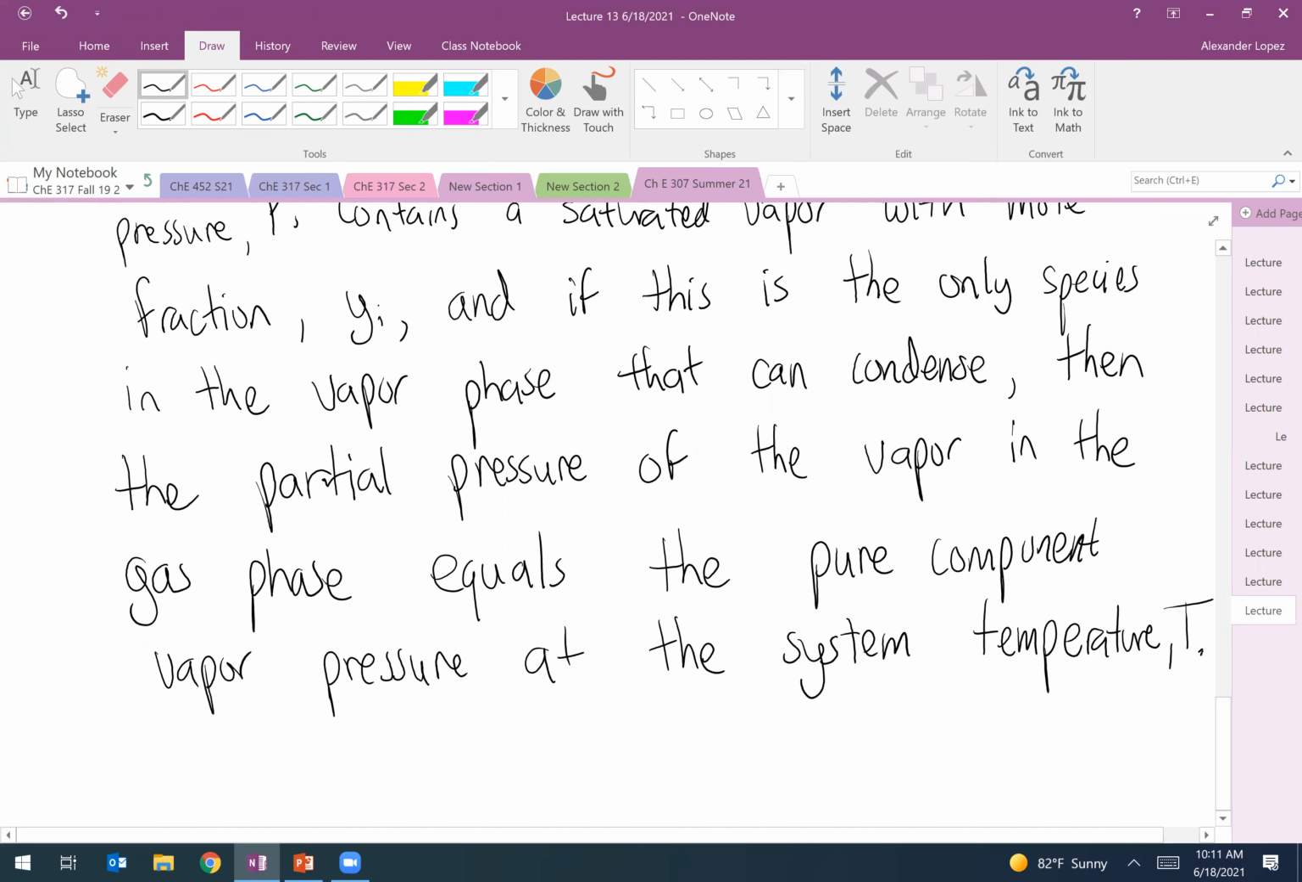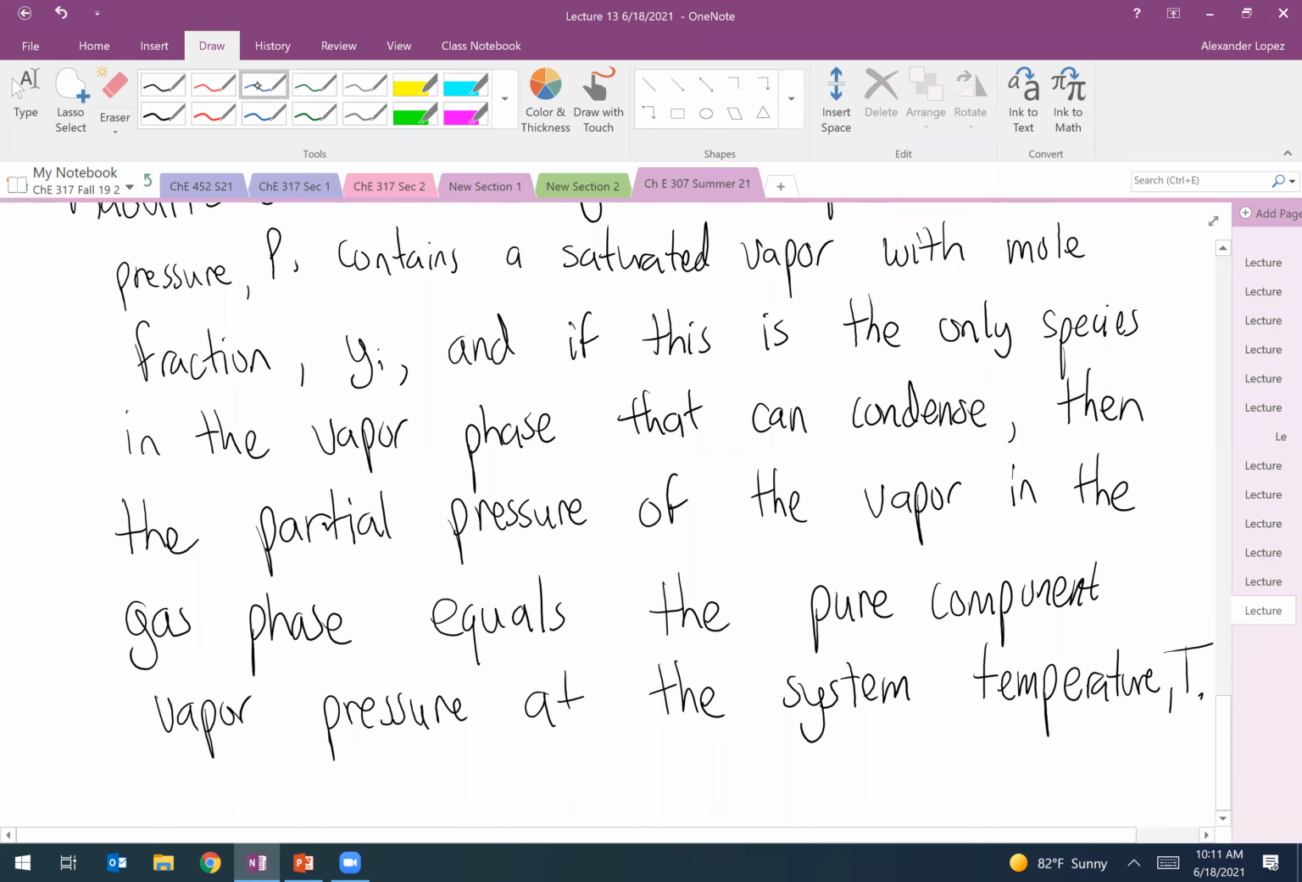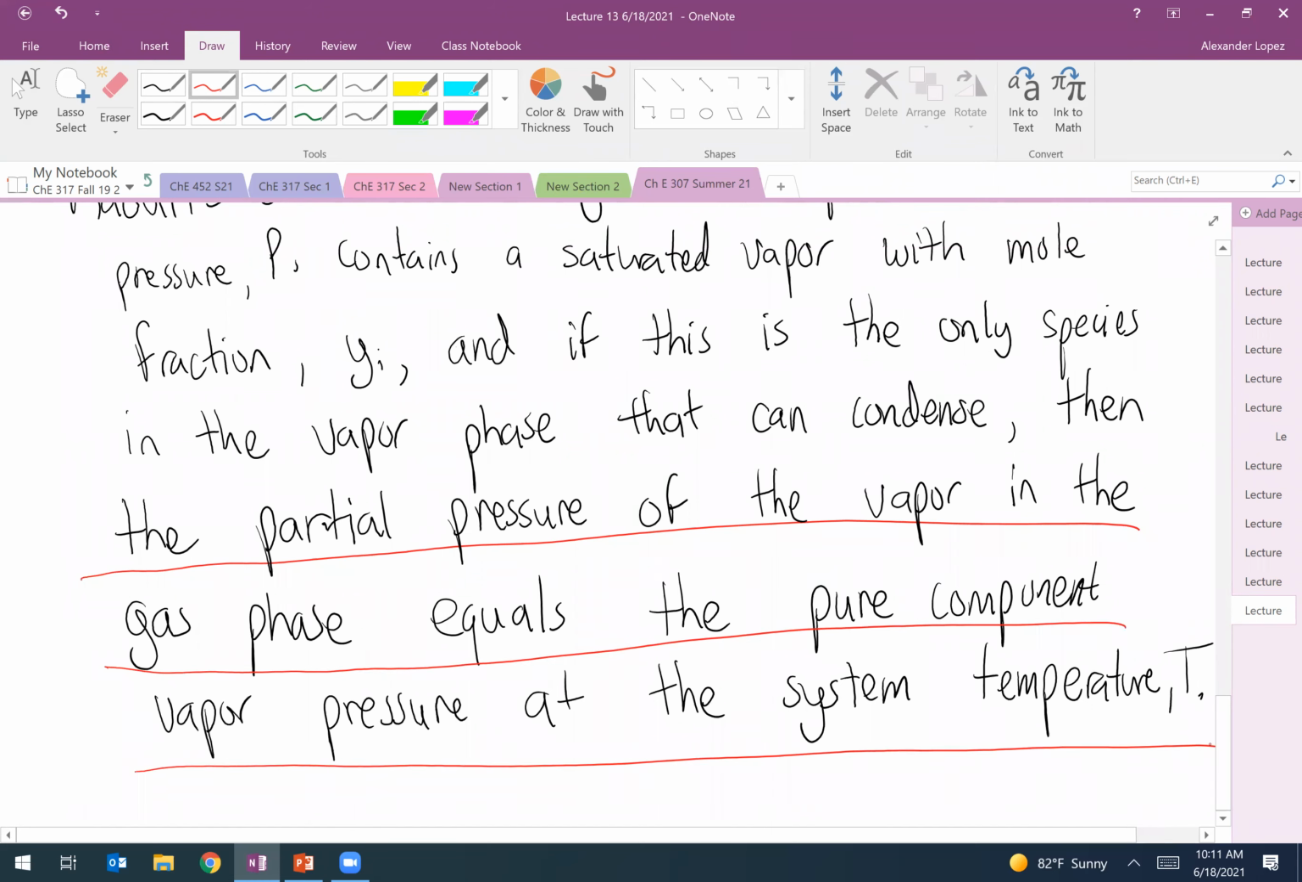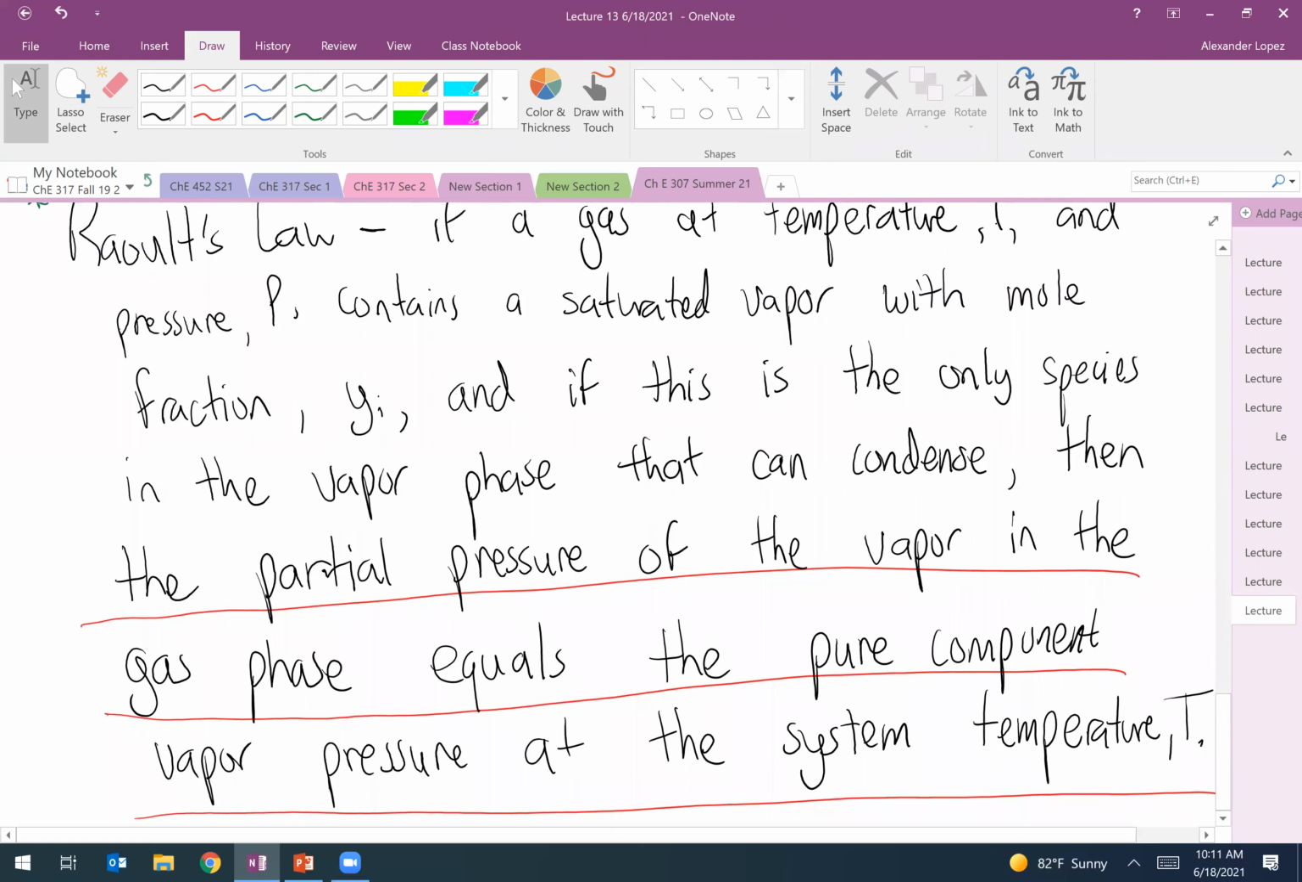So this is the key finding. The partial pressure of the vapor in the gas phase equals the pure component vapor pressure at system temperature T, for the species that is the only thing that can condense, with mole fraction y sub I.